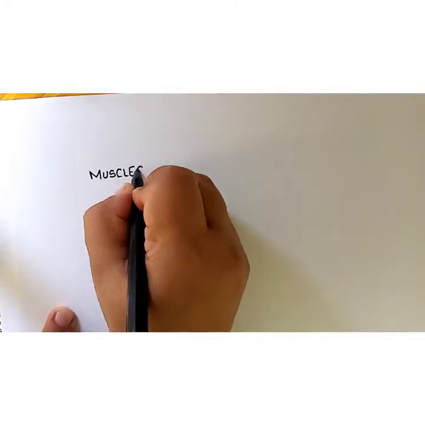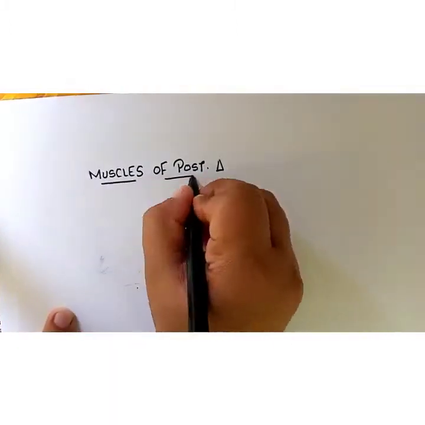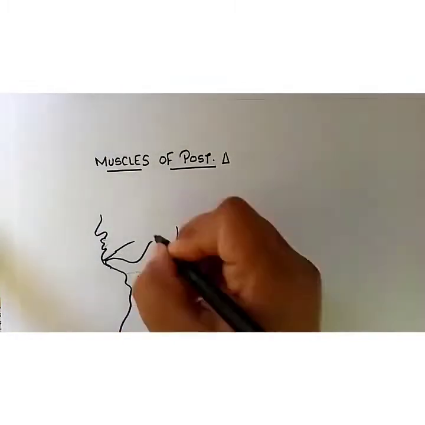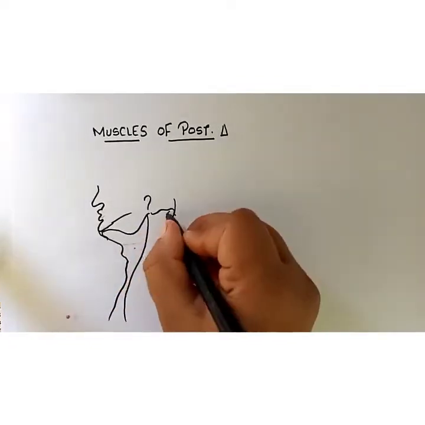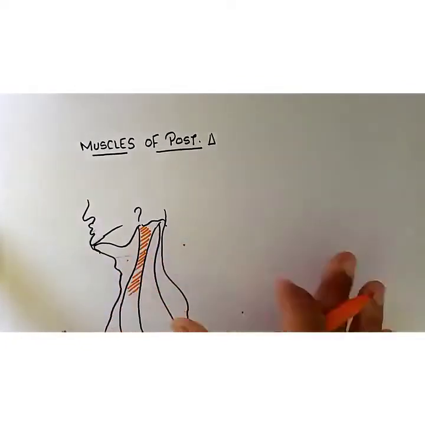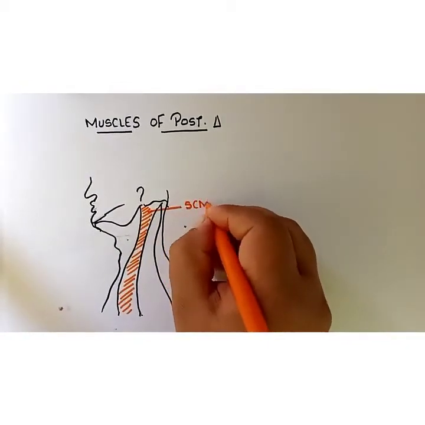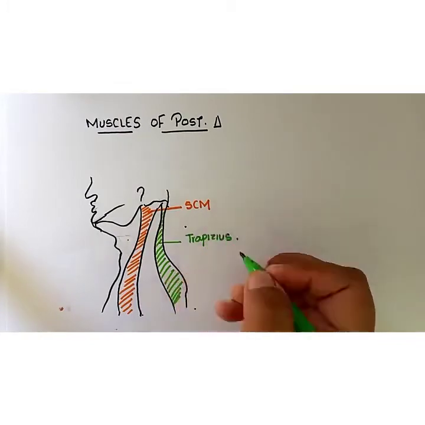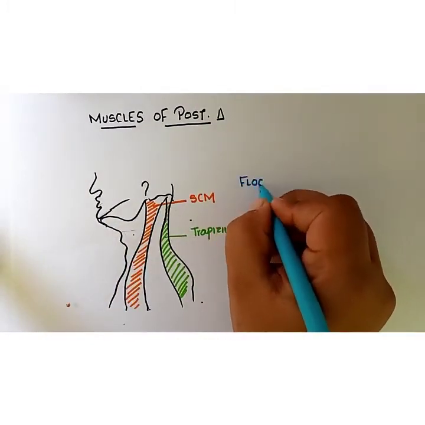Now, I will explain about the muscles of the posterior triangle, which are involved in the roof formation of the posterior triangle. So, as I explained just a minute ago, this is the sternocleidomastoid muscle, and this is trapezius, and between these two muscles is the posterior triangle.